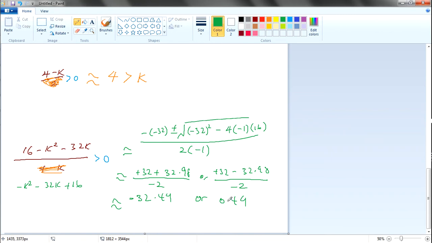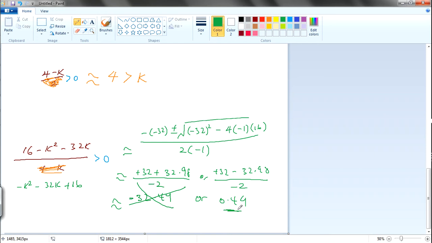As you know, k should be larger than 0, so we only pick 0.49. So in our quadratic case, we don't know whether k should be smaller or larger than 0.49, right? So you have to determine whether, if you sub in 0.49, this equation will be larger than 0 or smaller than 0.